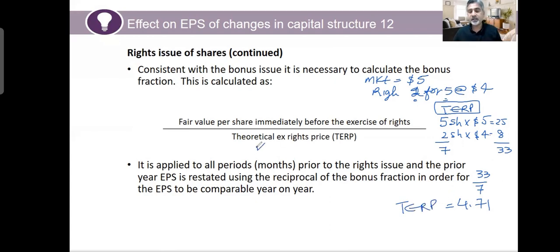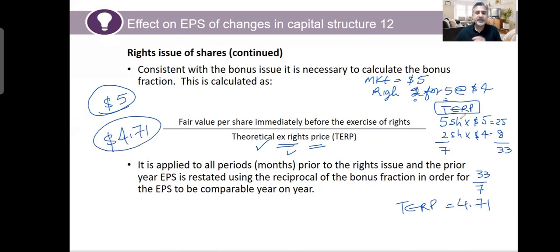TERP means theoretical ex-rights price. So it's not market price, it's theoretical. I've calculated it based on some mathematical logic. Before the rights issue, market price was 5. After the rights issue, market price will be 4.71. And how do we calculate it? Old number of shares multiplied by the old price plus the new shares which I'm giving as rights into $4, the price which I'm offering, $4, 33.